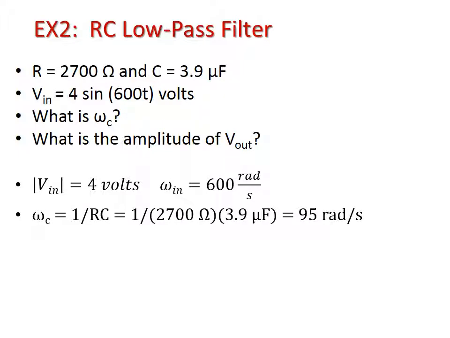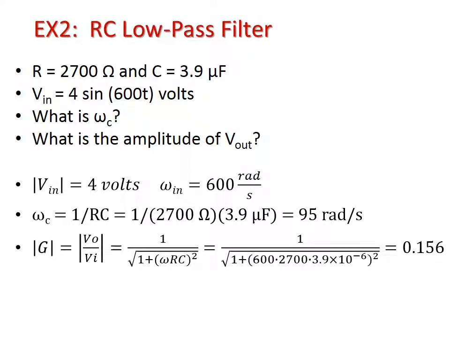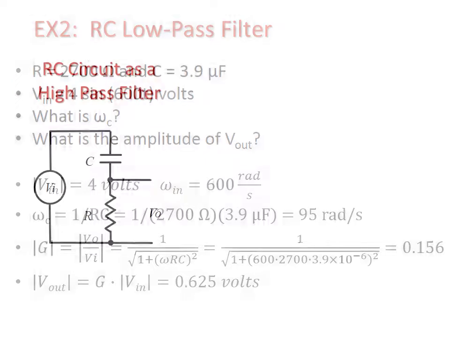We got that one, and then we can solve through for our gain equation. And then we can multiply our gain times our Vin. That's going to be 0.625, because 0.156 times our Vin, which is 4, is going to be 0.625 volts.